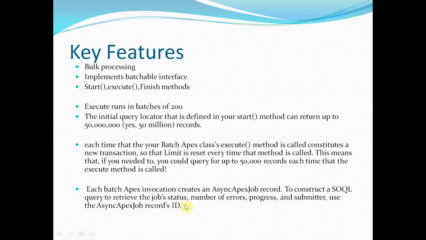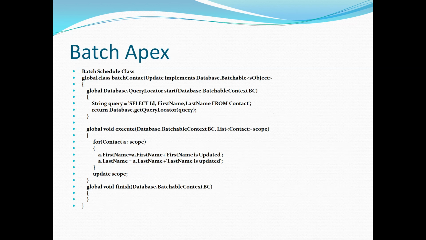Basically, each batch Apex invocation creates an async Apex job record. When you write batch Apex, it will not create a sync job. It will create an async job. That is, it will run in the background, queue in the background, and then when resources are available, it will run. So you can also retrieve the async Apex job. You can schedule it, stop it, you can restart it. All of these things you can do within async Apex.